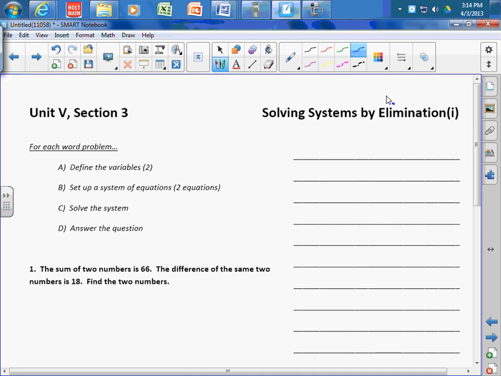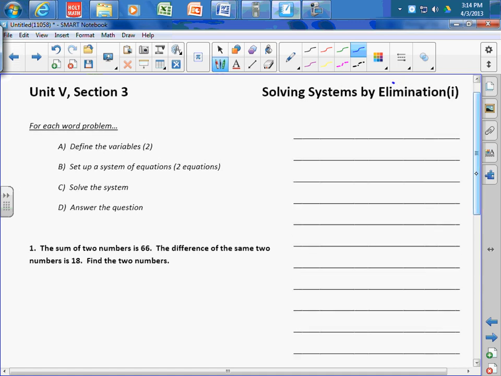Page 2. Now keep in mind that in solving story problems, we're going to define two variables. That is so important in solving story problems. We're going to set up a system of equations, which means you're going to write two equations. So we're going to solve that system. Always go back and make sure you're answering the question.